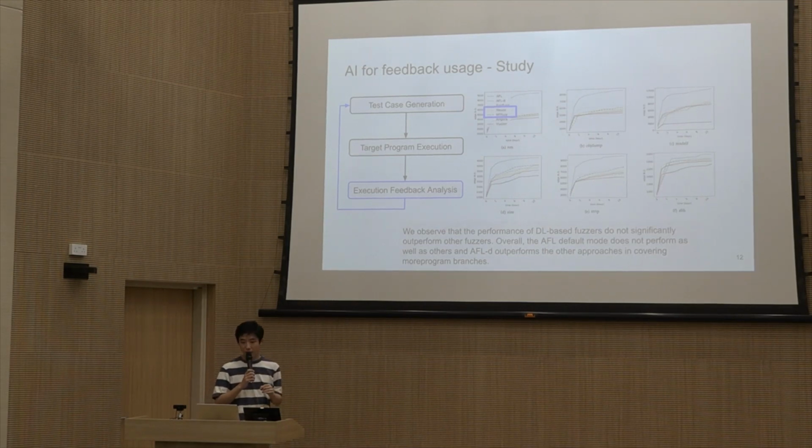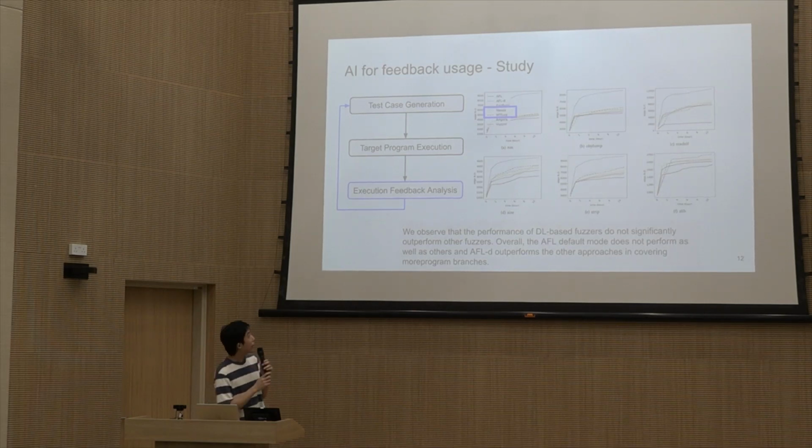The two techniques in the blue box are the AI-aided techniques. I think it's not very clear if you see only from the screen, but I will explain. The result here is that the two AI-aided, or DL-based, techniques do not significantly outperform the traditional techniques. So overall, this means that the current deep learning aided testing technique is not performing that well.